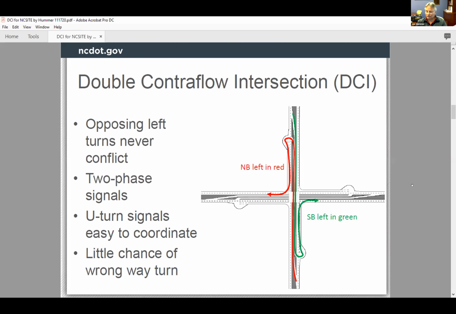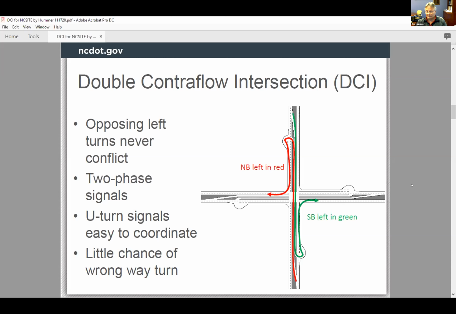And in fact, at the main intersection, it operates very much like a CFI, in that the left turning vehicles move at the same time as the throughs. Instead of a CFI though, in the double contraflow, the left turning vehicles cross at the main intersection, head downstream a little ways, and then make a U-turn at a bulb out, and then come back to the main intersection and make a right turn.